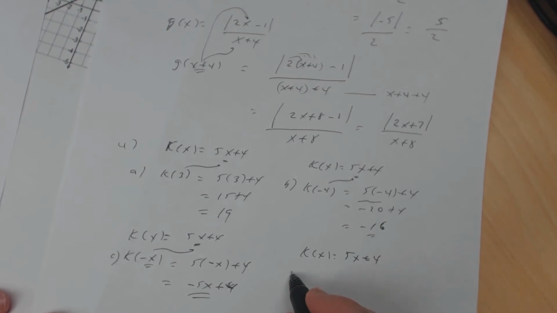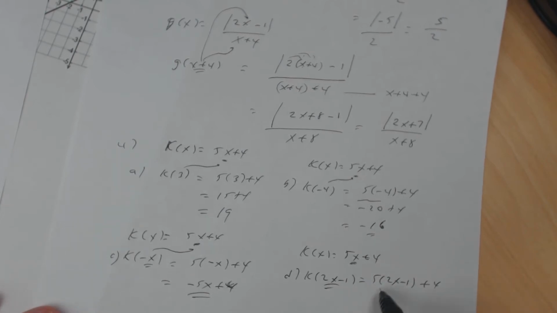So D, you want to find k of 2x minus 1. So again, where we see the variable x, you're going to substitute 2x minus 1. So I get 5 times 2x minus 1 in parentheses. 5 times 2x minus 1, and then plus 4.